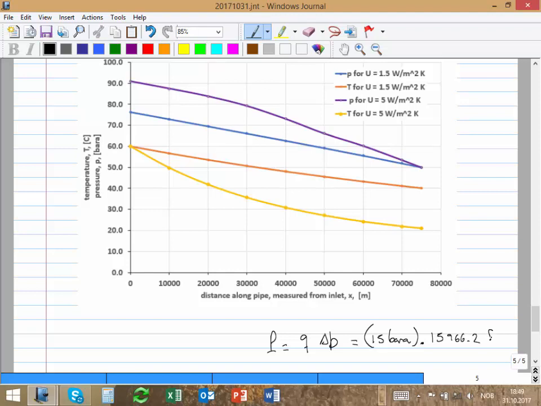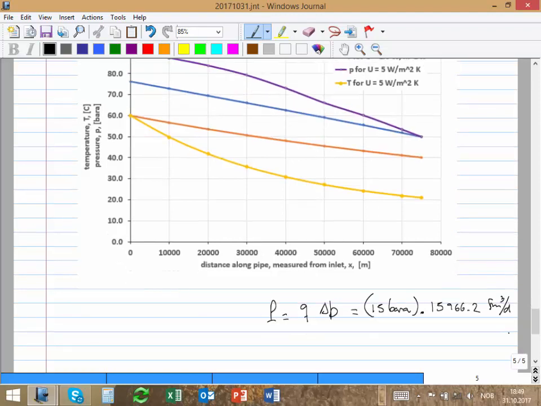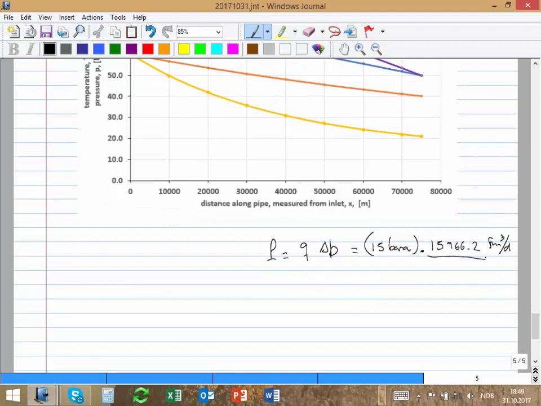1596.2. That's a cubic meter per day, right? So I have to divide by 3,600 times 24 to obtain it per second. Yes? So how much is that? What is the power I need?